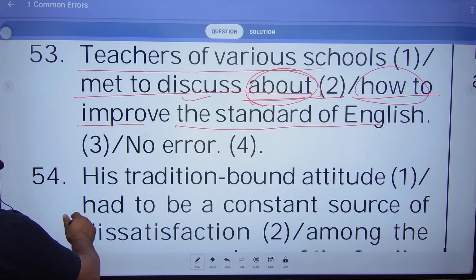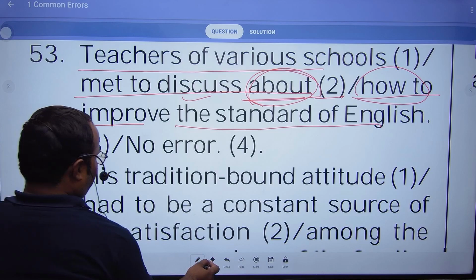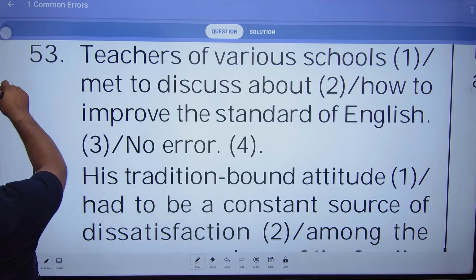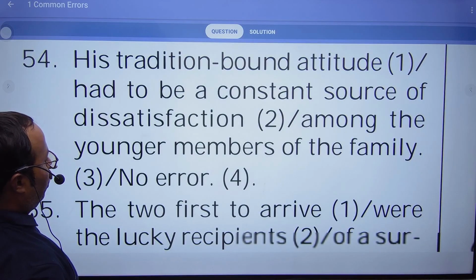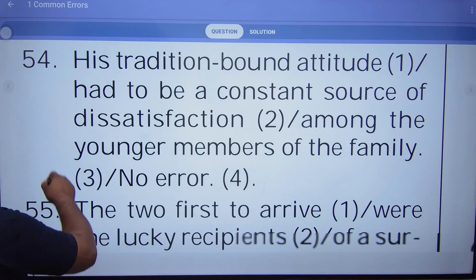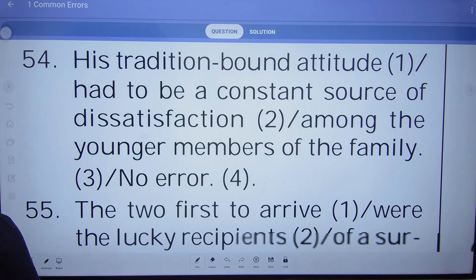We are going to study the next one, but before that we have to scroll it and go back so that we can take it up. Okay, I am going to teach you this fourth one.